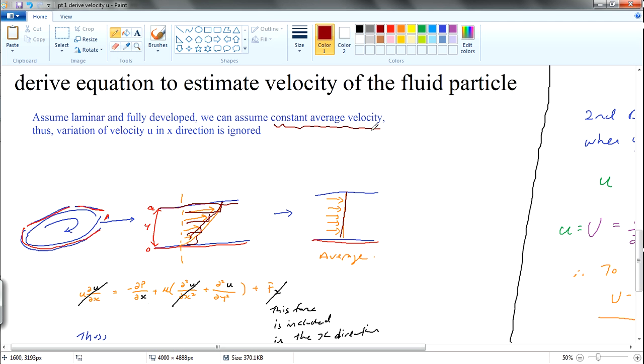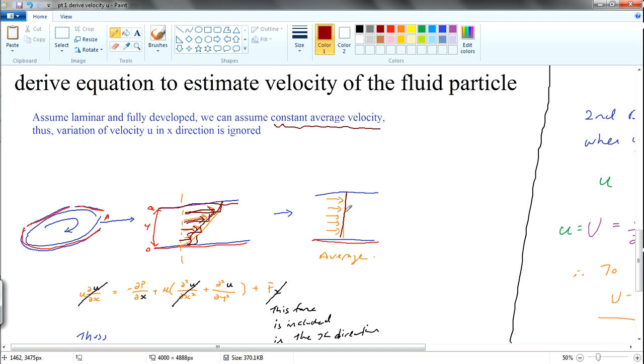So just to repeat, assume laminar and fully developed, there's no turbulence. Fully developed is when you're moving at a constant speed. The fluid is moving in a constant flow in this manner. Then we can assume that they are moving at a constant. This is always the speed, this is always the speed, this is always the speed. So we can take the average of them and do it in this manner.